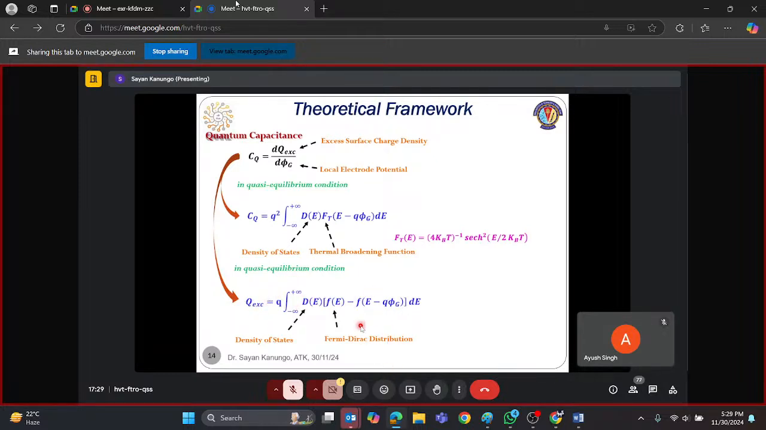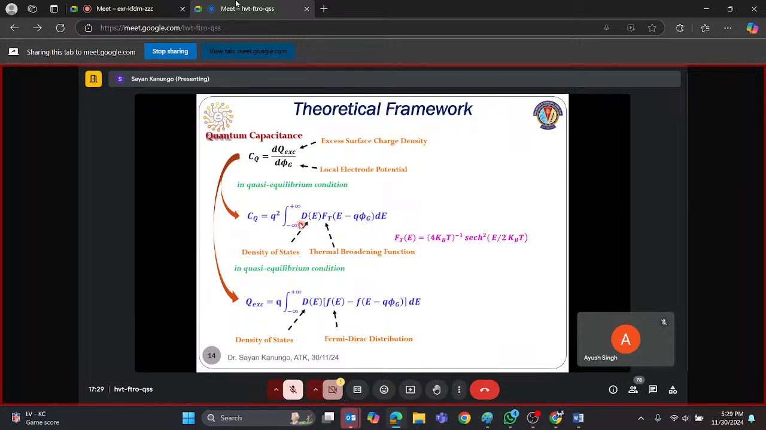The other factor is basically the difference between the Fermi-Dirac distribution function of two electrodes, which is an explicit function of the local electrode potential. A closer observation of both of these expressions will reveal that the quantum capacitance and the excess charge density are an explicit function of the local electrode potential.